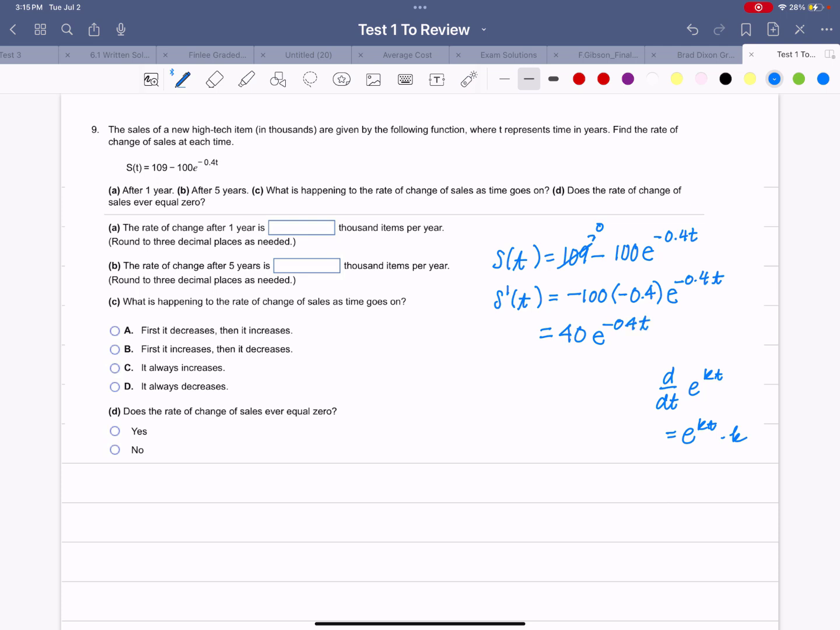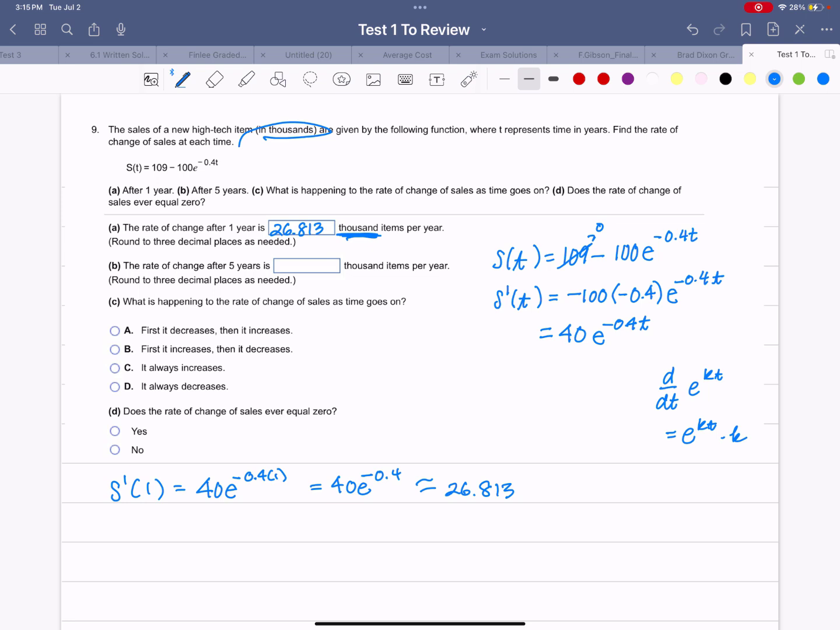0.4t. Now, I'm going to find it after 1 year. So S prime of 1 is 40 e to the negative 0.4 times 1, which is 40 e to the negative 0.4. That calculates out to about 26.813. Now, it would be times 1,000, except they put the word 1,000 here. So we put 26.813 thousand.